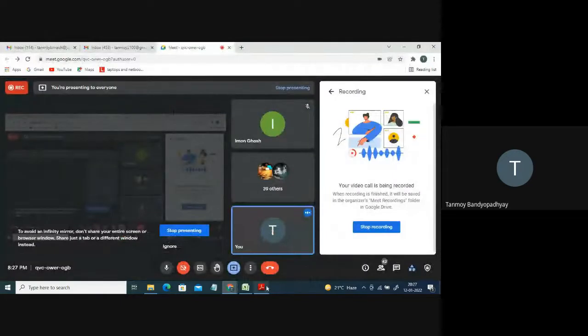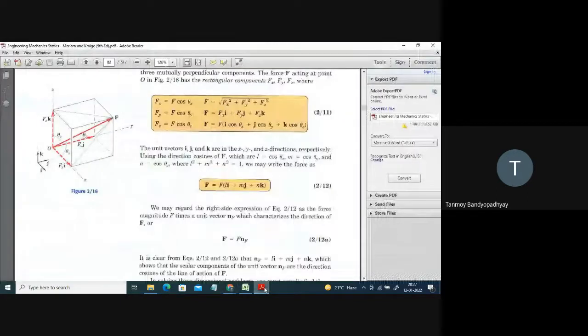Okay, so there is a force F and the inclinations with the x, y and z axes are given. So that is theta x, theta y and theta z. From that you can calculate the different components of this force in the three mutually perpendicular directions. So i, j and k are the unit vectors in the directions of x, y and z. So fx is equal to f cos theta x, fy is equal to f cos theta y and fz is equal to f cos theta z.